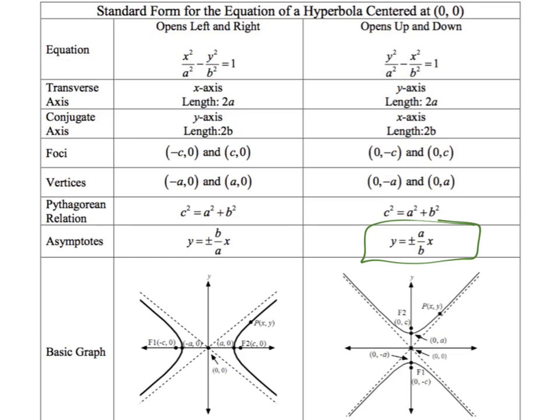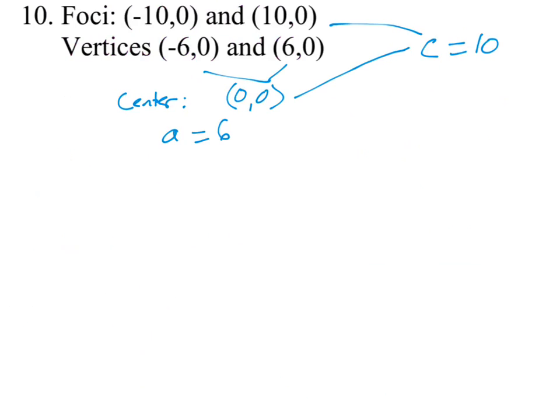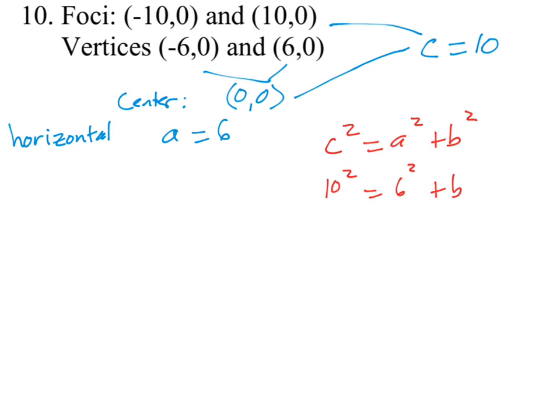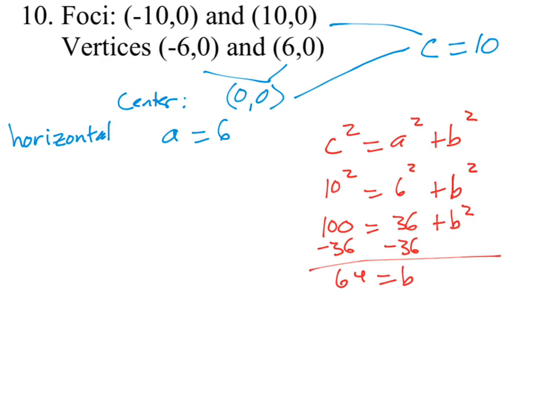So we're going to have to use our Pythagorean relation to figure out c squared is a squared plus b squared. We should also figure out if this is horizontal or vertical. These are changing horizontally, so this is a horizontal hyperbola here. And so let's write out our equation. Let's see, a good color. Red? Red's a good color, yes. c squared is a squared plus b squared. Well, c is 10, a is 6, and then b is, well, b right now. So we got 100 is 36 plus b squared, minus the 36, and you get 64 for b squared.